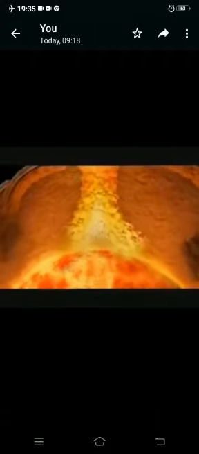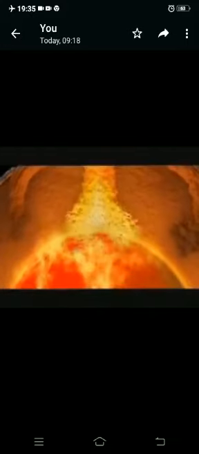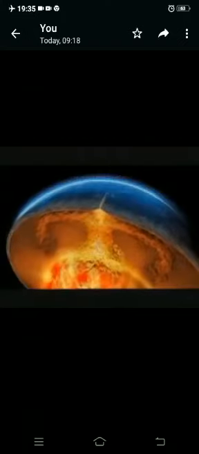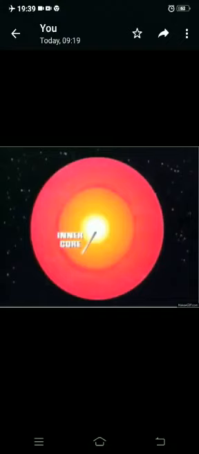Just beneath the crust is the mantle, which extends up to a depth of 2,900 km below the crust. The innermost layer is the core, with a radius of about 3,500 km. It is mainly made up of nickel and iron.